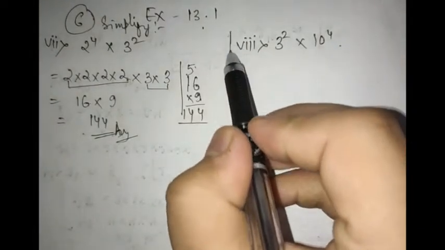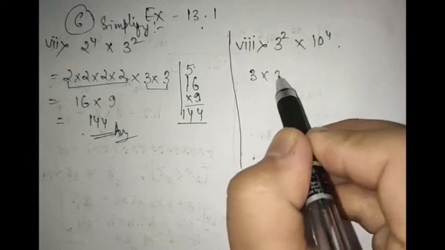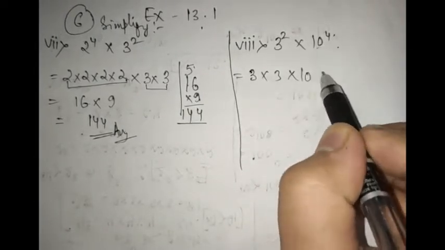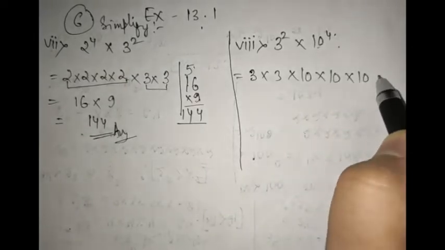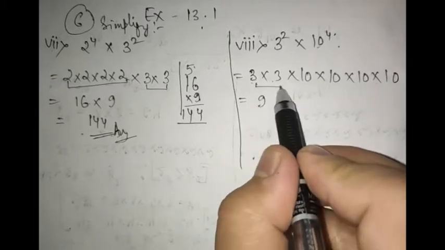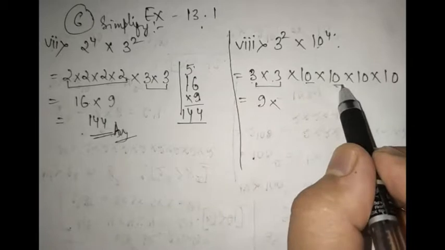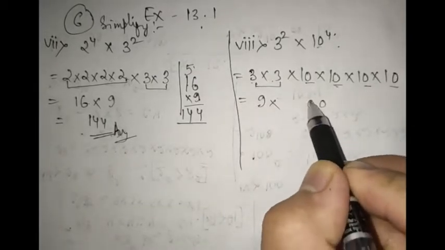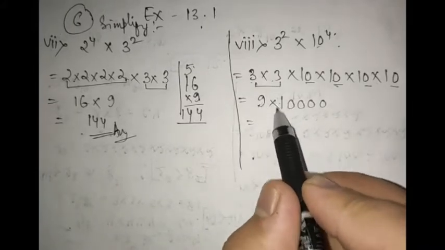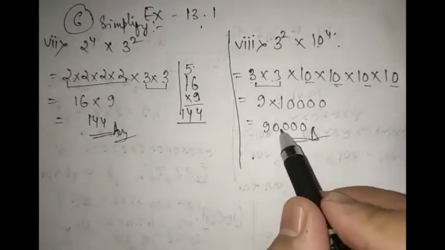Alright, so proceeding forward to part 8, 3 square can be written in the form of 3 into 3, right? Into 10 to the power 4 can be written 4 times, so 10 into 10 into 10 into 10. Now 3 3s is 9. First you multiply only this one, and then 10 into 10, how many 0s are there? 1 2 3 4 0s. So write first 4 0s, then 1 into 1 into 1 is of course 1. So 9 into 1 is 9. How many 0s are there? 1 2 3 4. So your answer is 90,000.